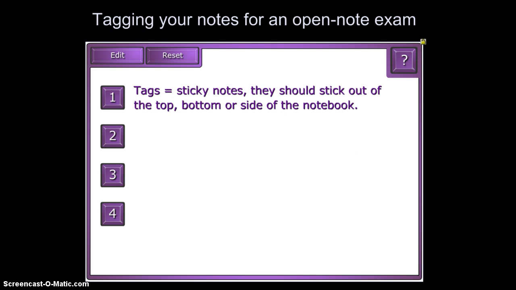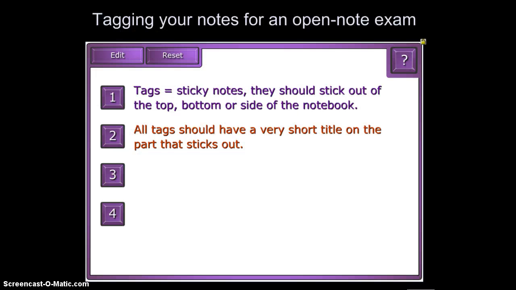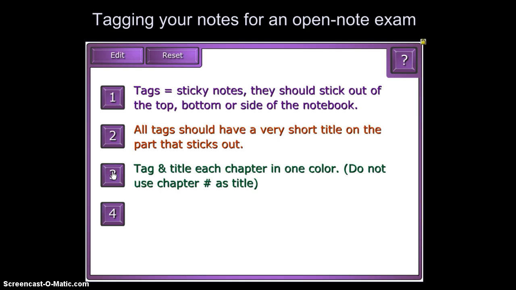The tags are represented by sticky notes, and they'll stick out of the top, bottom, and side of the notebook. If you can keep them on the top and the side and not use the bottom, that would be best because they tend to get rounded and folded up when they're on the bottom of the notebook. All of the tags will have a very short title on the part that sticks out. You can see from this picture, especially here in the inset, these have been labeled with a very short label on the part that sticks out.